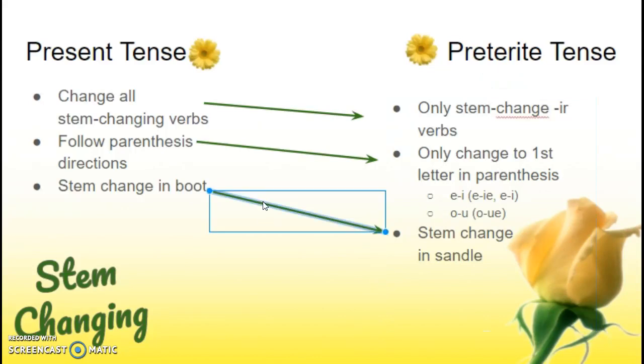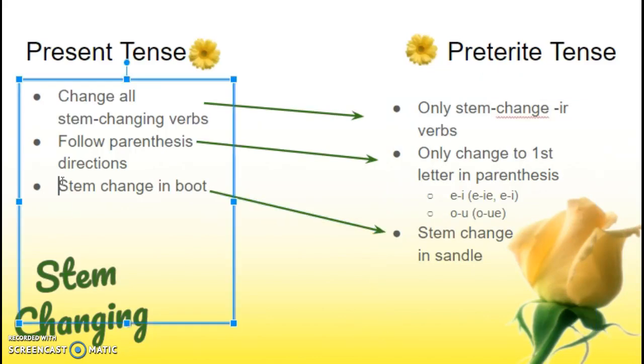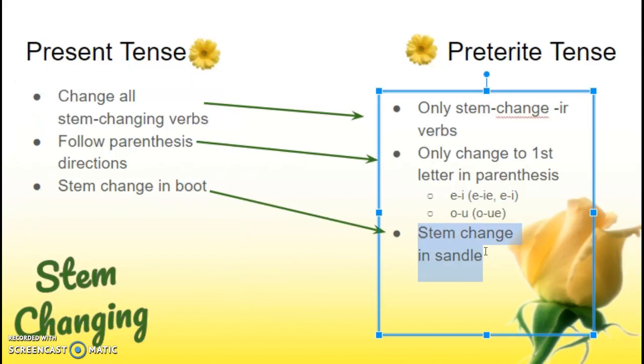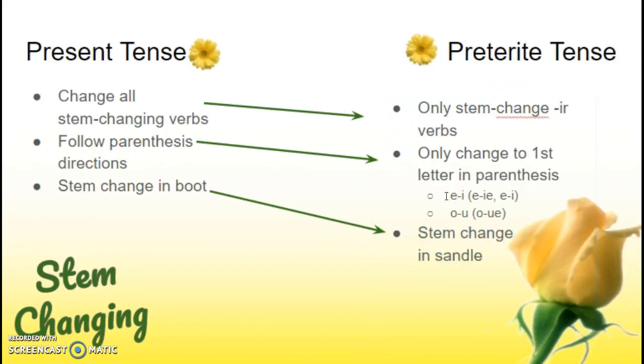And then the final change was that before, these verbs were called boot verbs because we did not stem change the nosotros box, but every other box. Now we're going to call these sandal verbs. And you'll see why in a moment, because we only stem change the bottom two boxes, which form the shape of a sandal. So you should have these changes written down. These are our rules for stem changing in the preterite tense.